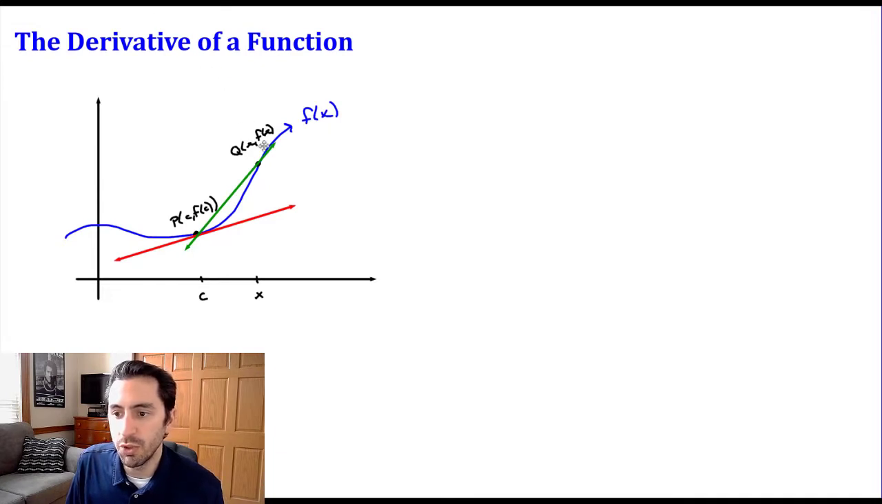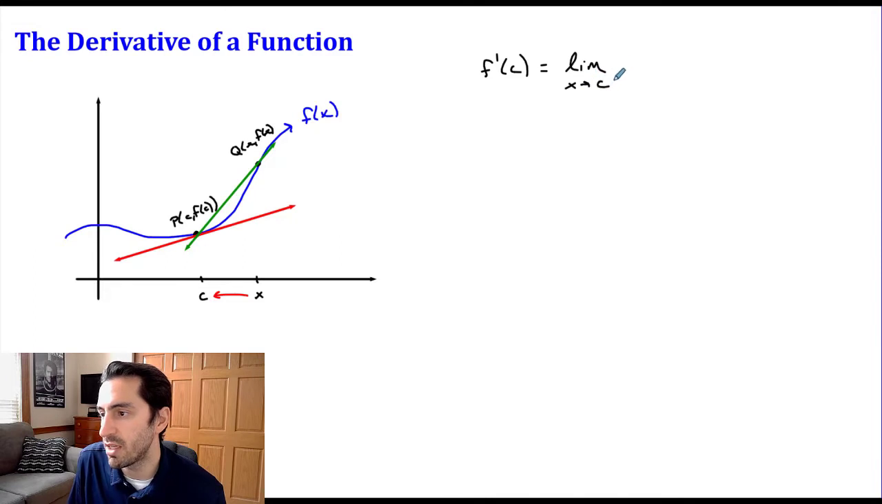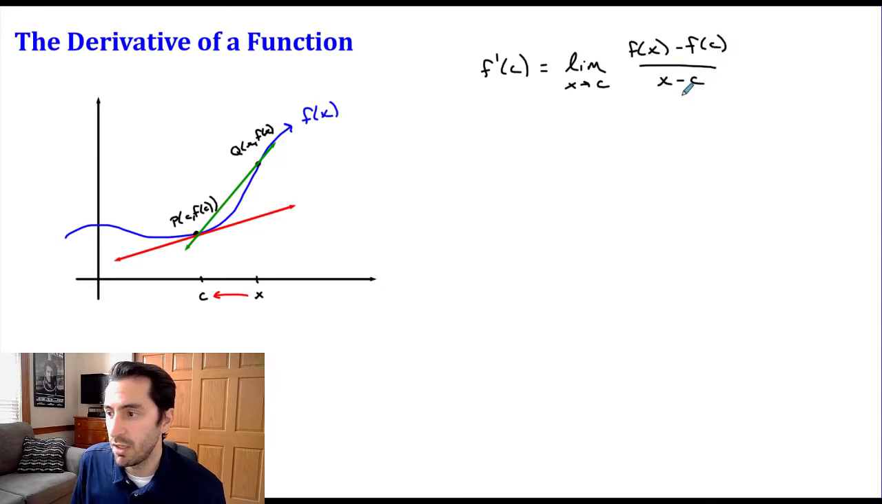And then we wanted to move this second point. We wanted to move Q closer and closer to point P. And the way we did that is with a limit. So we took x and we brought x closer to c. So what we ended up with for our derivative, we have f prime of c. So using the prime notation, this was equal to the limit as x approaches c of this slope formula, f of x minus f of c divided by x minus c. So that limit is taking this x value and moving it closer and closer to c.